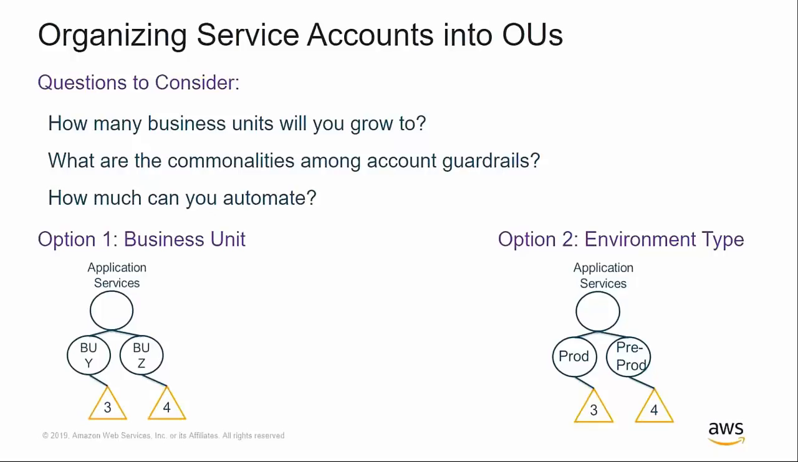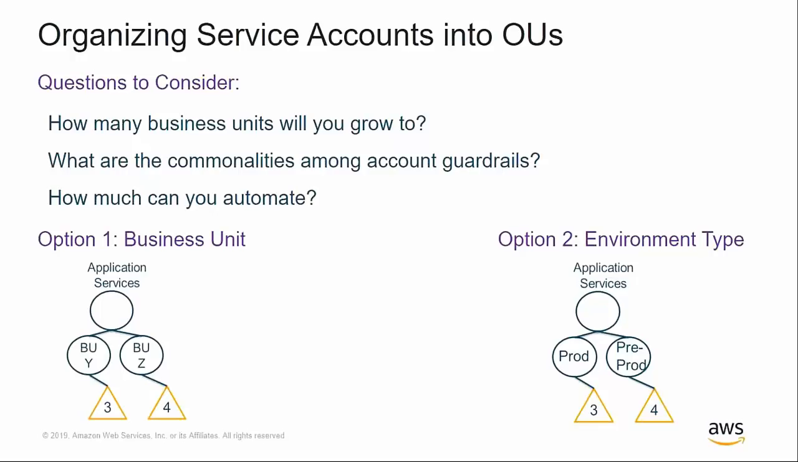And these are the two that we've seen work best. And you want to think about how many business units you will grow to, right? Would one OU per business unit scale all the way across? And what are the commonalities among those guardrails? If you have 100 business units and they all have the same guardrail, then for their prod accounts you may want to think about going to option 2. Versus if they're different, you might want to separate them out using option 1. And then how much can you automate? How much can you scale?